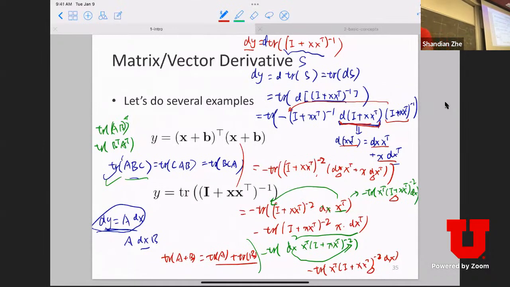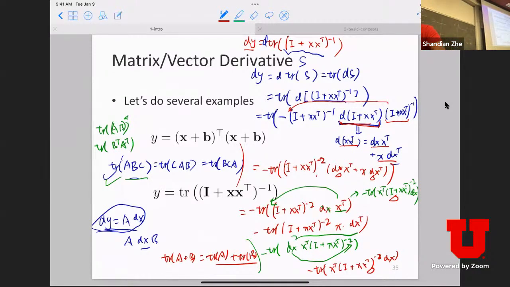Okay, sorry. So you can see these two terms actually are now identical, right? The same term. After the rotations and transpose, now it's the same thing, right? So we can just merge them together.